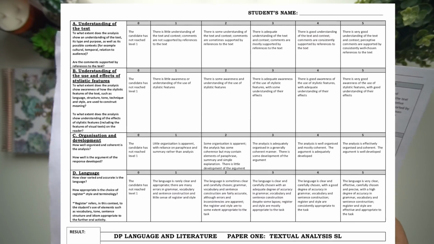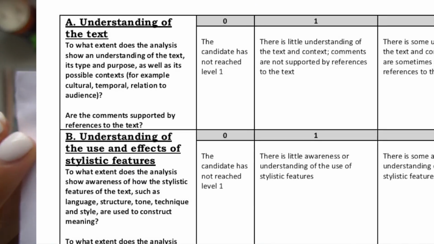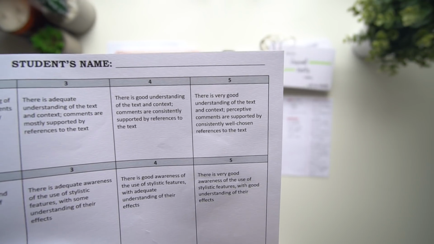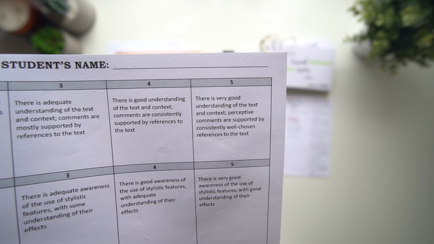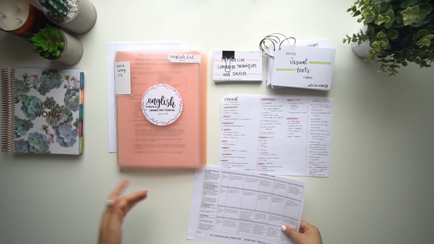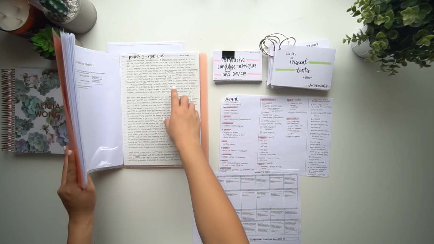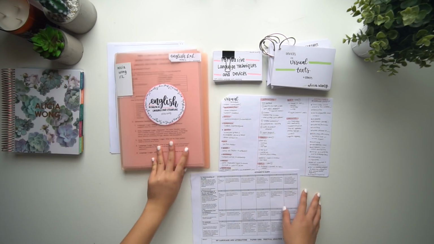So the first marking point of an unseen paper is always trying to show the examiner that you have a good understanding of the text. This will refer to things like the purpose of the text and also the context that it's in. So to get top marks in this criteria, you have to show you have a good understanding of the text and context. When it says well-chosen references, that refers to the quotes that you're choosing. So are they useful and effectively supporting your analysis?